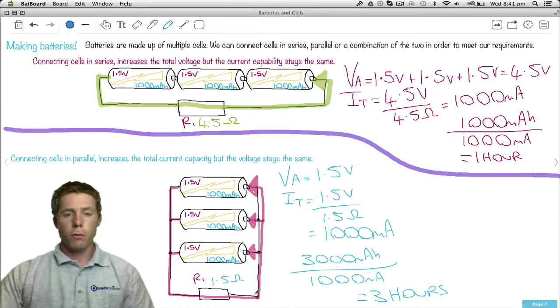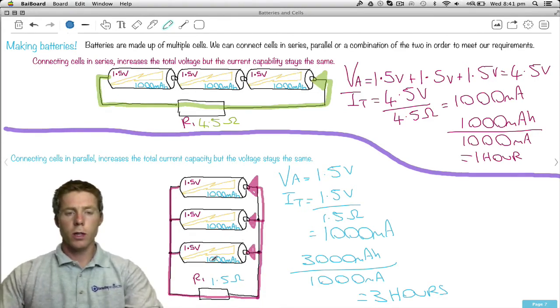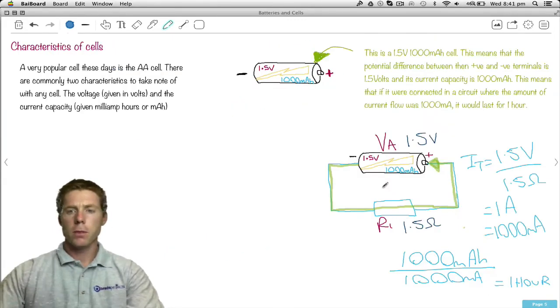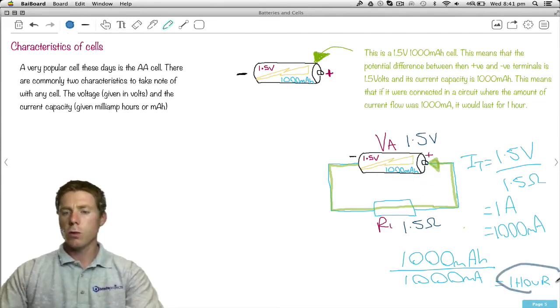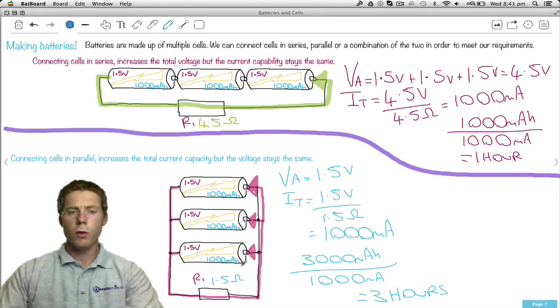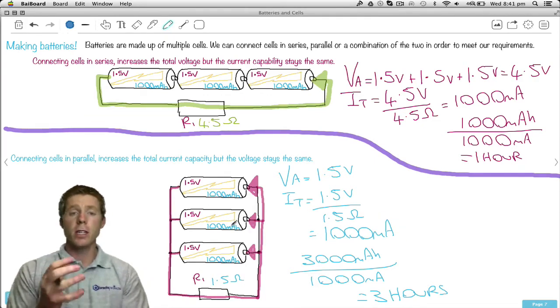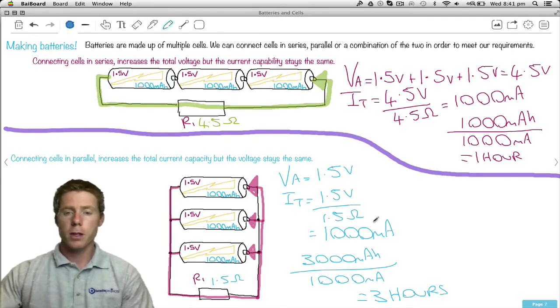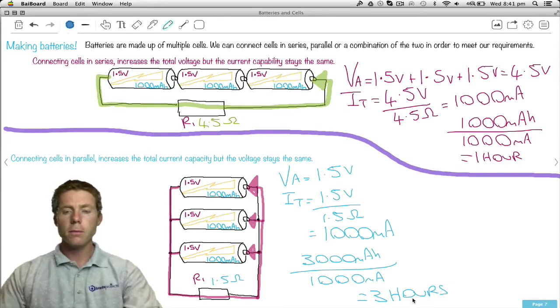So remember, we've already seen this type of circuit with one cell and 1.5 ohms. In fact, it's just over here. So we found 1.5 volts, 1.5 ohms, at a capacity of 1000 milliamp hours. That'll last for 1 hour. So it's the same circuit in this case. We've still got 1.5 volts, 1.5 ohms. It's still going to draw 1000 milliamps, but now our total capacity has increased threefold. It will now last 3 times as long as before. It's going to last for 3 hours.